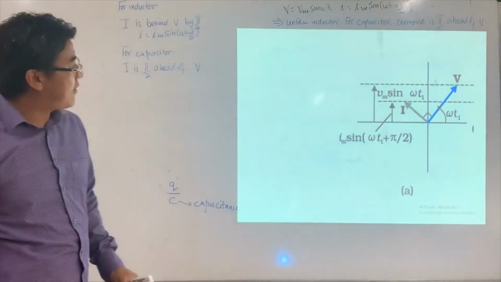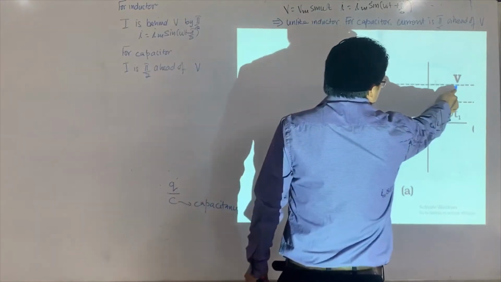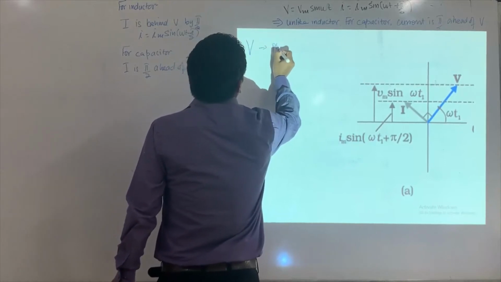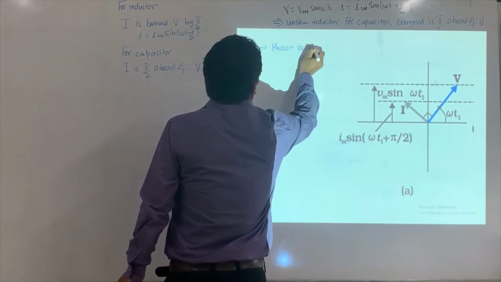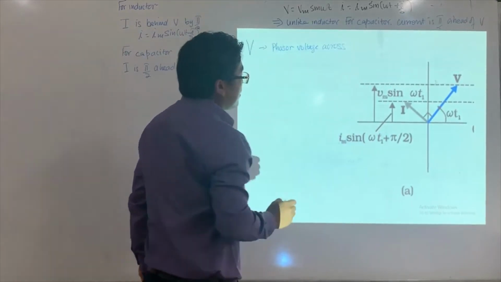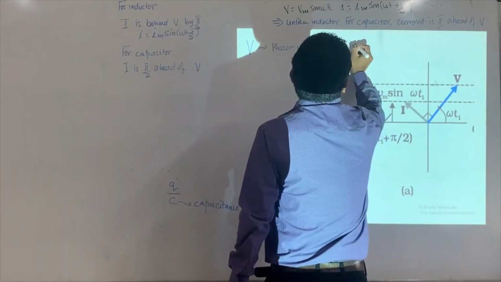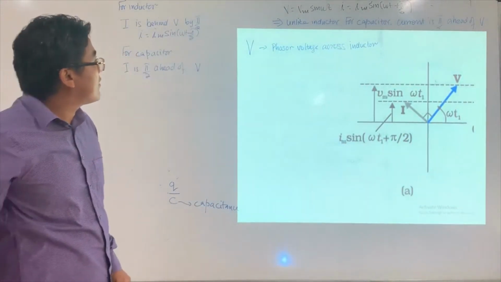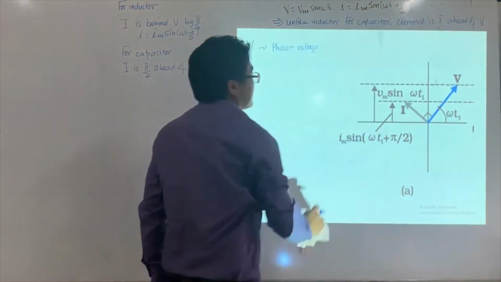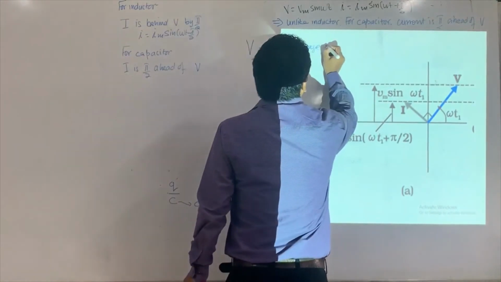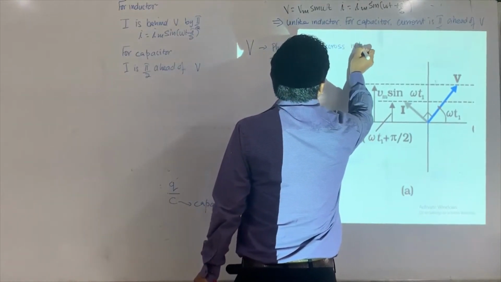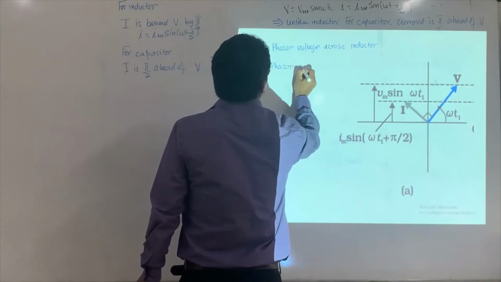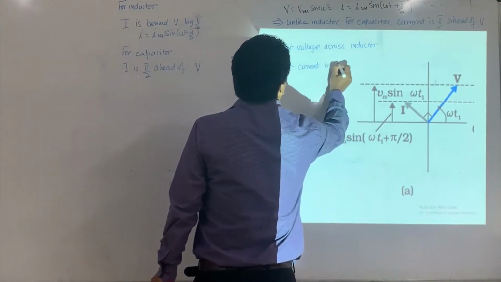So this is what we have. Alright, this is a voltage, a phasor voltage. We represent the phasor voltage across the inductor. V is a phasor voltage, alright. Let's say I say phasor voltage across the inductor. And I is a phasor current in a circuit.